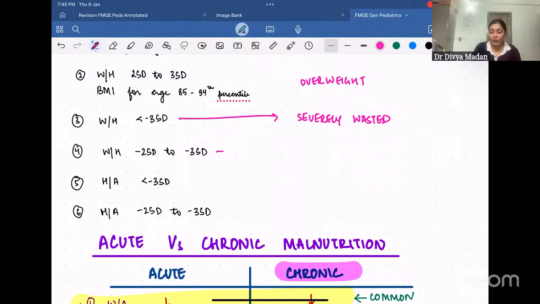What about this? Now here the weight for height is in between minus 2 standard deviation to minus 3 standard deviation. This child is wasted. Coming to the height, if the height is short, I say the child is stunted.